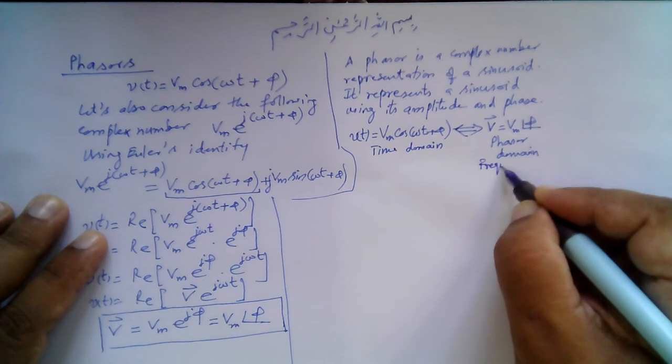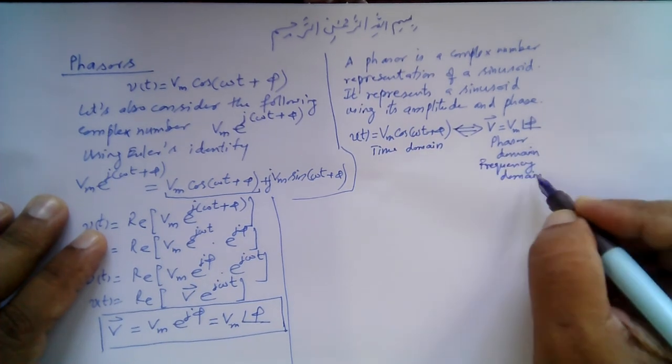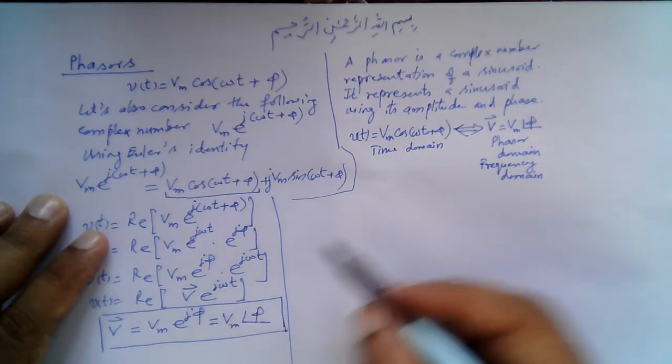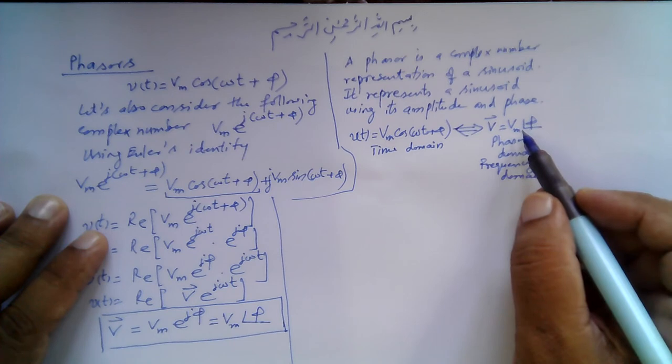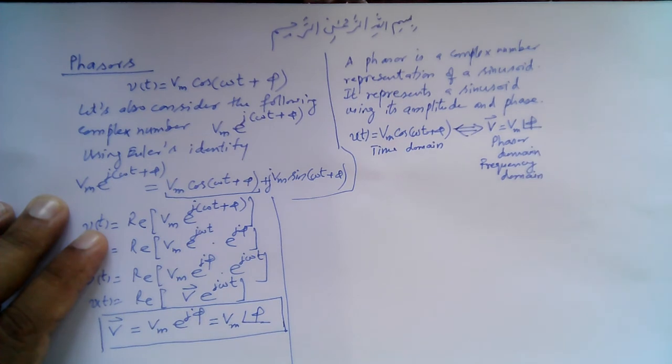Frequency domain, as this omega is a constant, right? And omega is implicitly present here only. It's not explicitly shown here, but implicitly it is present here. So this is also called the frequency domain representation, right?